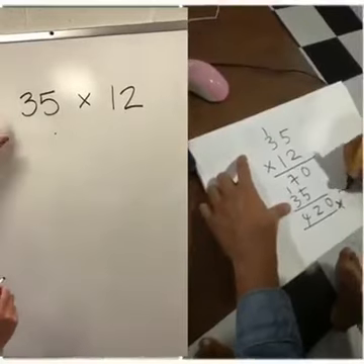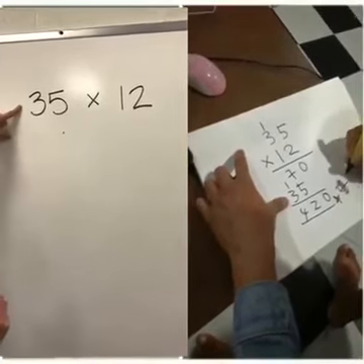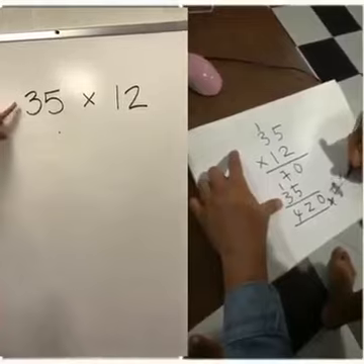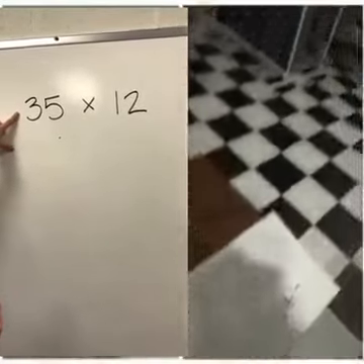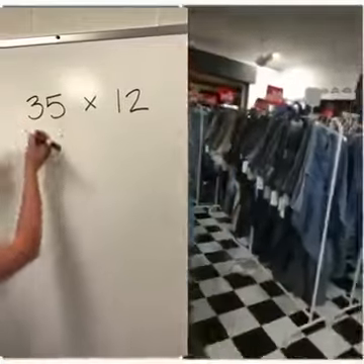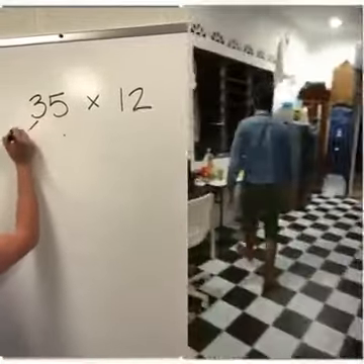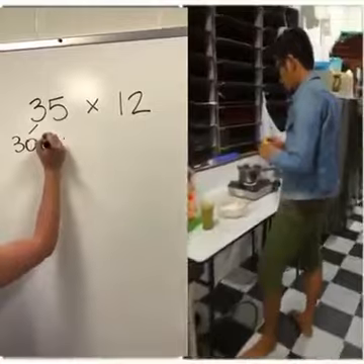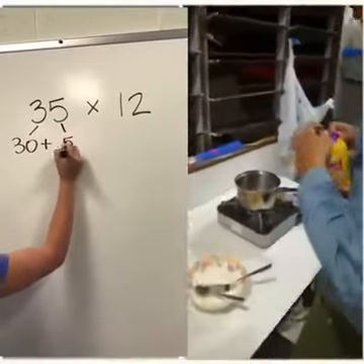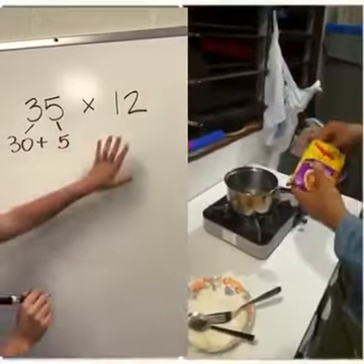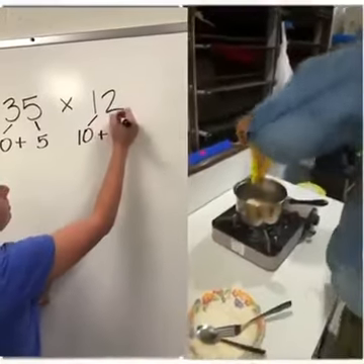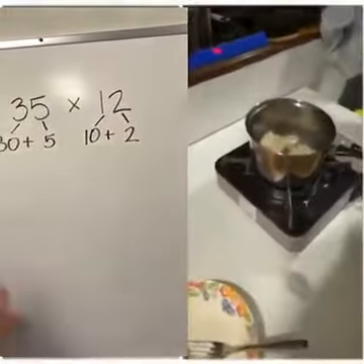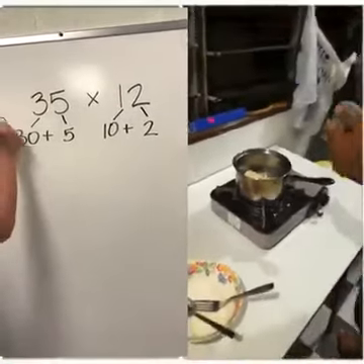So first thing is we have our multiplication problem, 35 times 12. The first thing we need to do after that is expand these two numbers. We need to break it down into its tens and its ones. I've got 3 tens, which is 30, and 5 ones, so that is 30 plus 5. 12 is 1 ten plus 2 ones. Okay, so that's step 1.